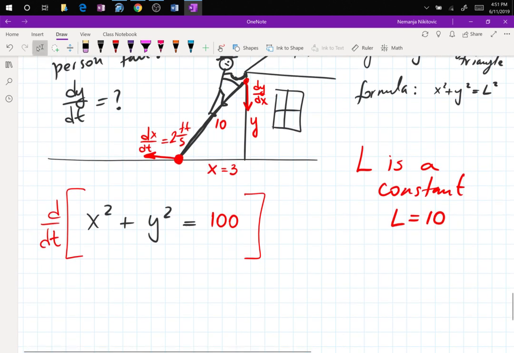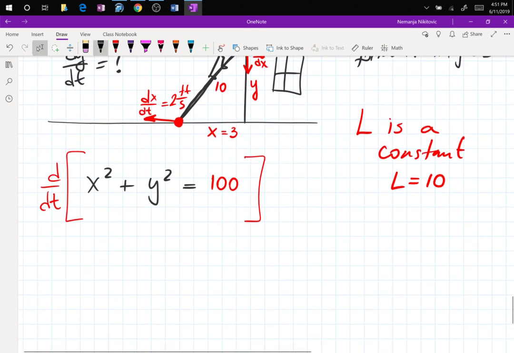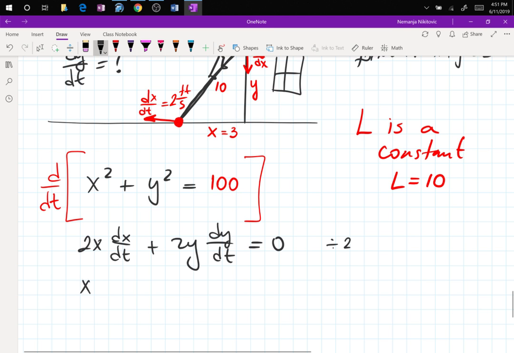The previous problem with the triangle gave us all of these values. So now this becomes 2x dx/dt plus 2y dy/dt equal to 0. We divide by 2, and we have x dx/dt plus y dy/dt equal to 0.